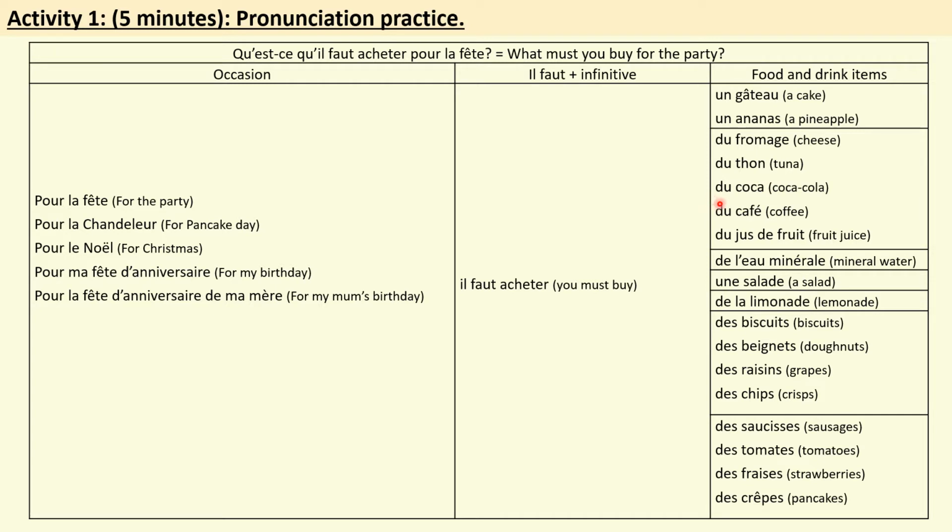Okay, we've not had this for a while. Let's practice it. So Coca-Cola or Coke. Écoutez et répétez du coca. Du coca. Okay, we've had these before. Écoutez et répétez de la limonade. De la limonade. Your turn.